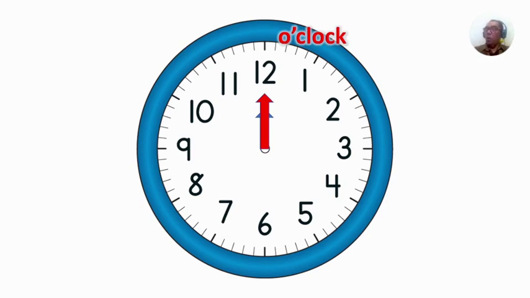O'clock. When the long hand points at the 12, the long arrow, the red arrow here, shows number 12, that means o'clock. When the long hand moves, it shows minutes.